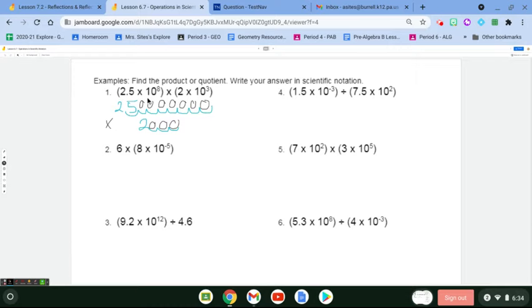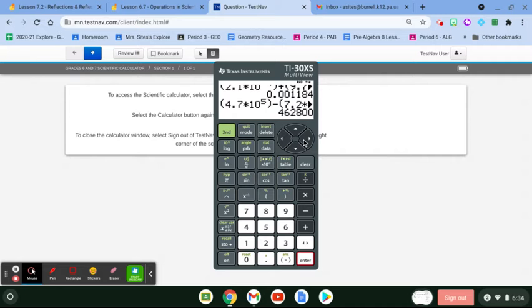Now, you technically could just use these numbers and then just multiply that out. So here we go. I'm going to take 2, 5, and then I have 1, 2, 3, 4, 5, 6, 7 zeros behind that, times 2,000. It actually gave me my answer right there in scientific notation. So we lucked out. Our answer is going to be 5 times 10 to the 11th power, and we're done.